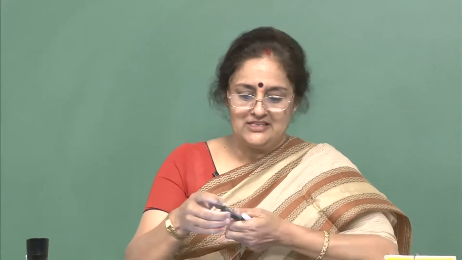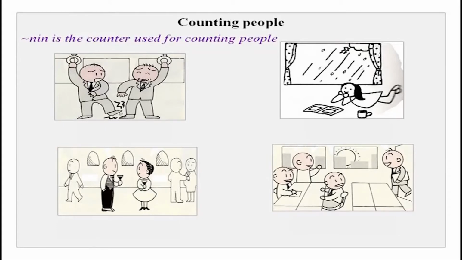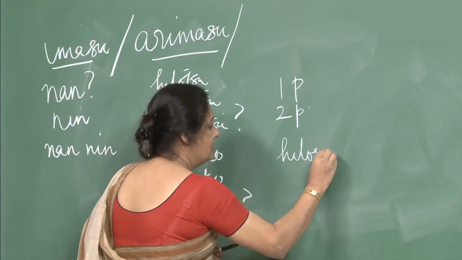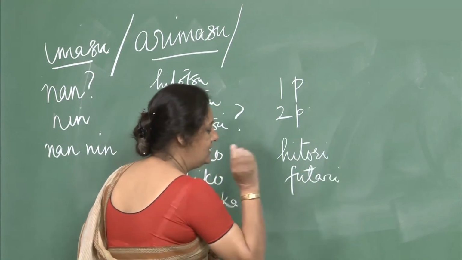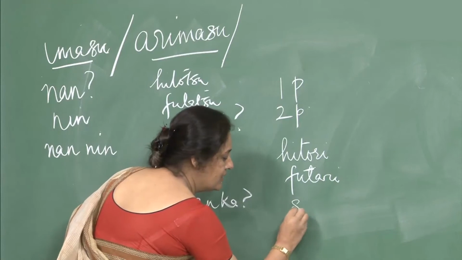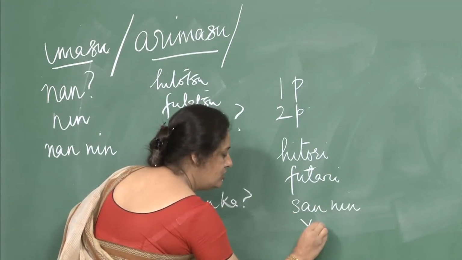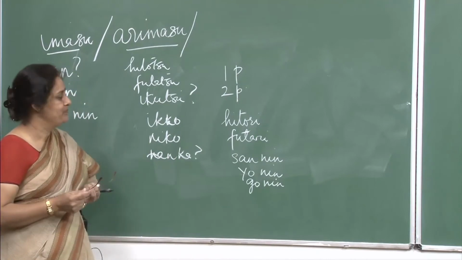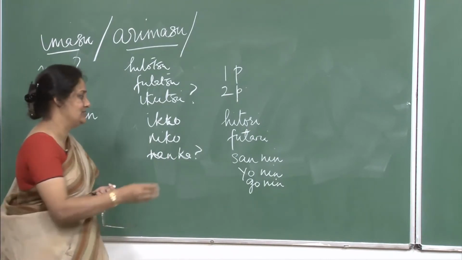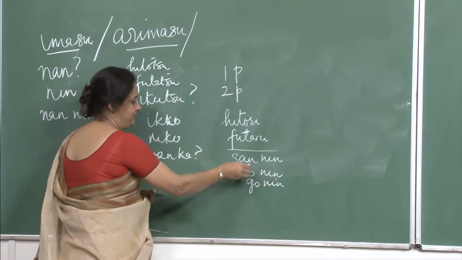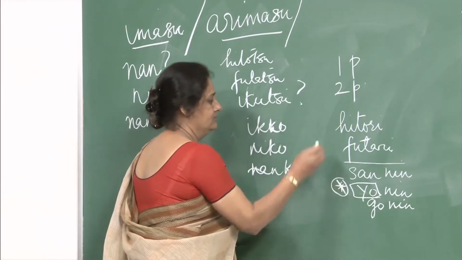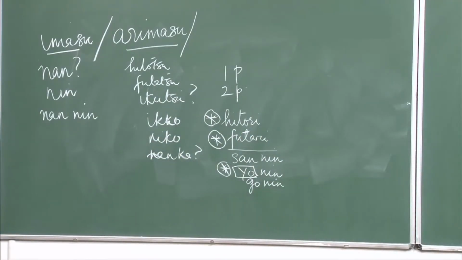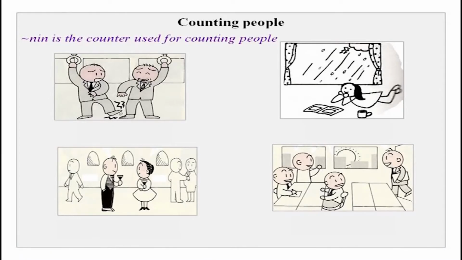Now, we can practice over here. It is very simple with nin, except for one person or two people, which is hitori and futari respectively, it is number and nin, san nin, yonin, gonin and so on. With the number you just add nin to it, meaning those many number of people are present at a certain place inside a room or wherever. Hitori is an exception and futari is again an exception. Otherwise, it is all numbers all the time. Now, you can practice. Nin is the counter used for counting people.